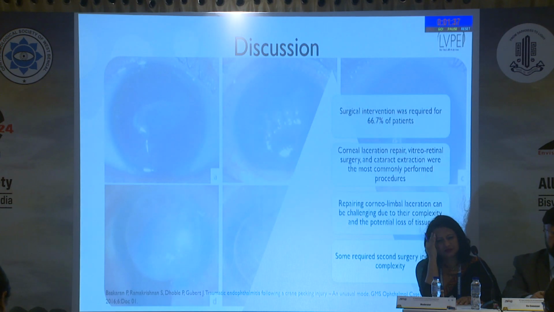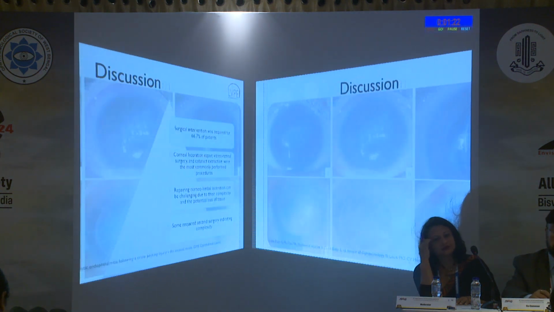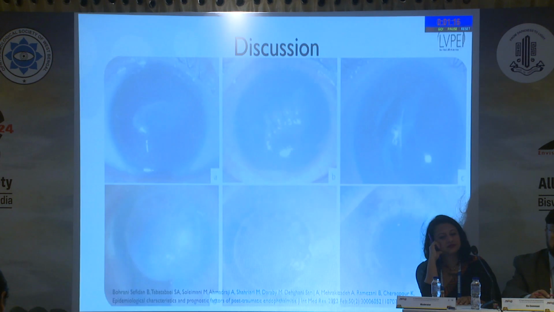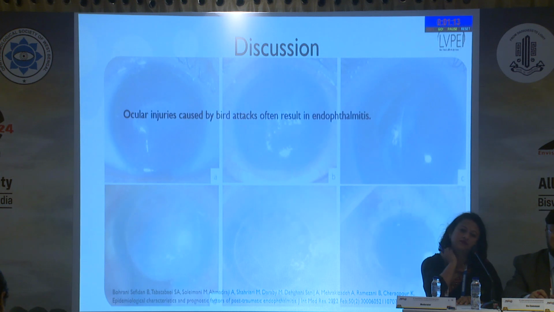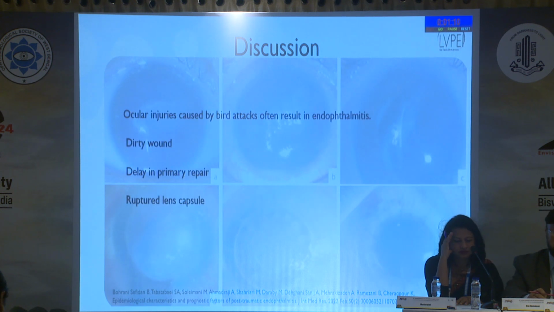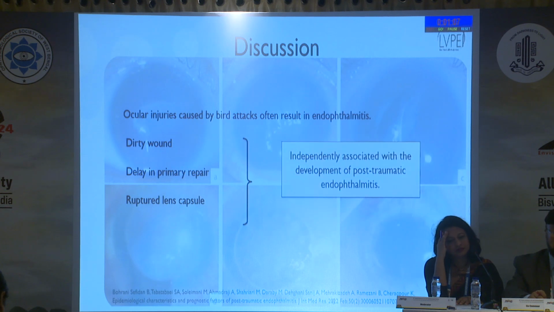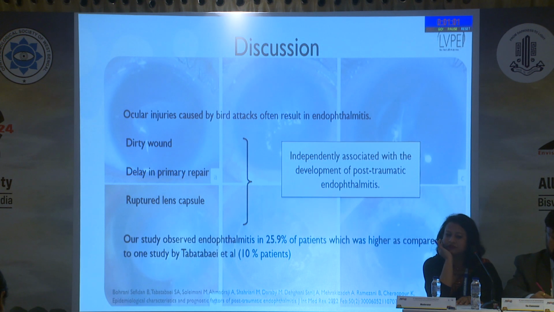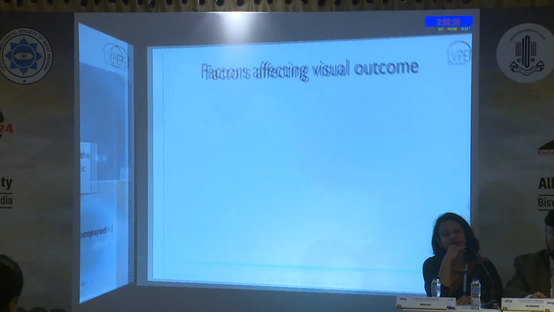So, surgical intervention was done in 66% of cases, like corneal laceration repair via surgery, and cataract extraction were the most commonly performed surgeries, and repairing can be challenging due to their complexity and potential loss of tissue. Some required a second surgery too. So traumatic total iridectomy was there in some cases, and ocular injuries caused by bird beak often result in endophthalmitis. So dirty wound, delay in primary repair, and ruptured lens capsule are independently associated with development of post-traumatic endophthalmitis, and our study observed 25-26% of cases, which was higher as compared to other studies done in the past.